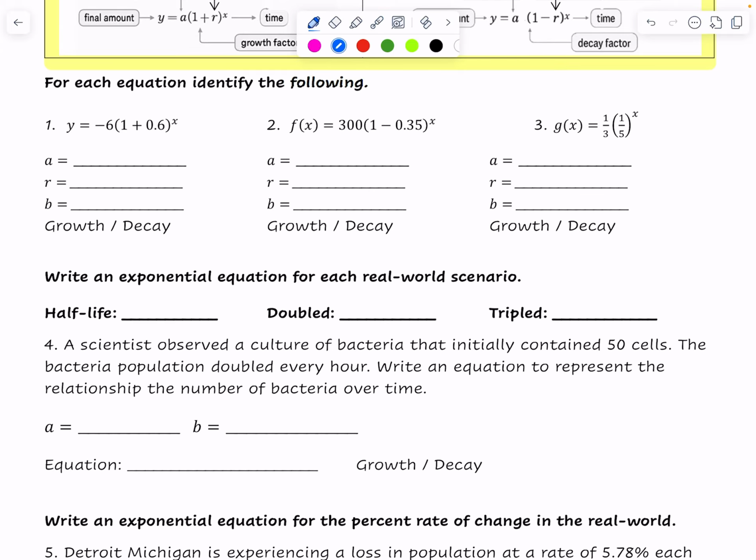All right, let's go ahead and look at some equations here. First off, number 1, we still have an A value, we still have a B value, but B is made up of 2 combined values, and it is made up of 1 and the R value. The R is that common percent rate. Okay? So let's first start off. What is our A? A is -6.